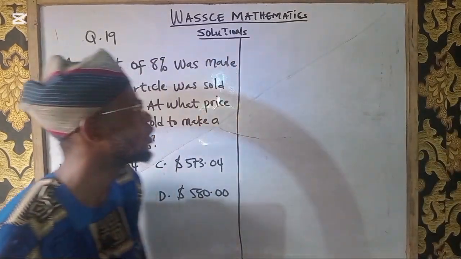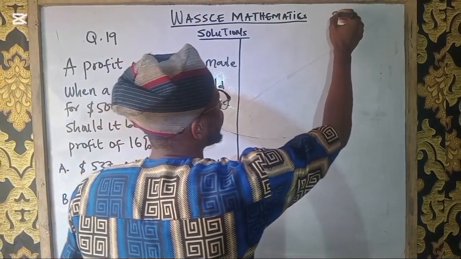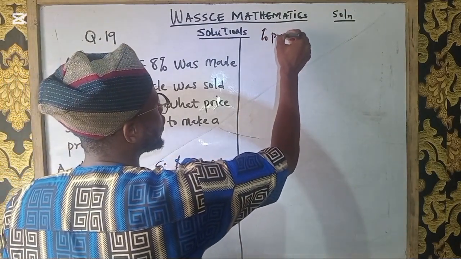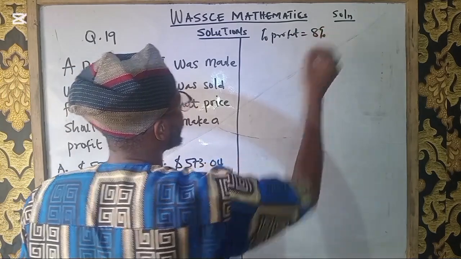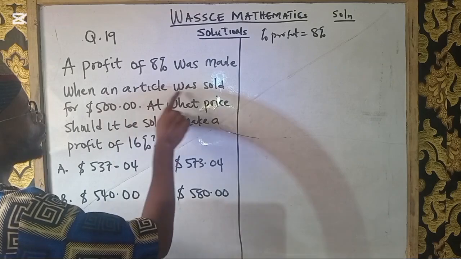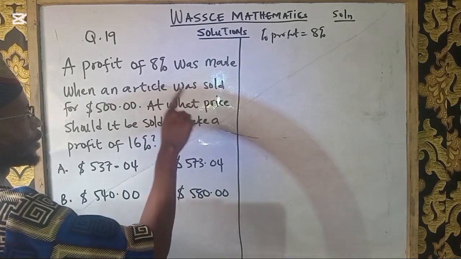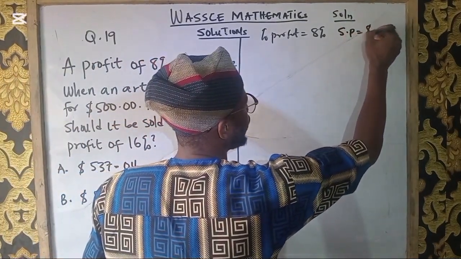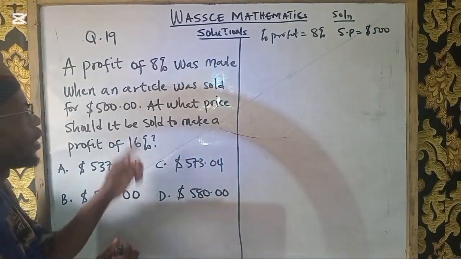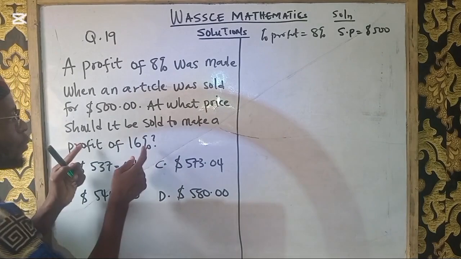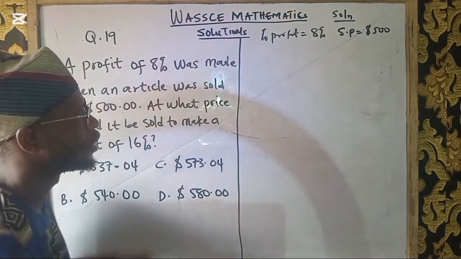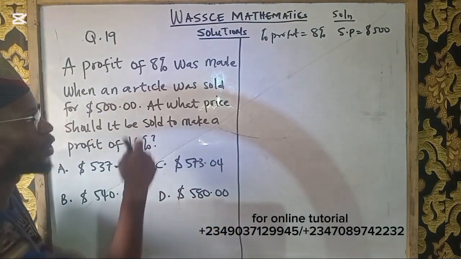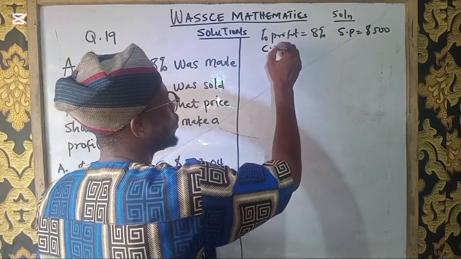Let's go over to the question solution. A profit of 8%, so percentage profit. Let's write that out. 8% was made when an article was sold. Can you see the word sold? That's selling price, $500. So SP is $500. At what price? Now, before we commence, what is missing here? We don't have the cost price. So we need to find the cost price, which is unknown.